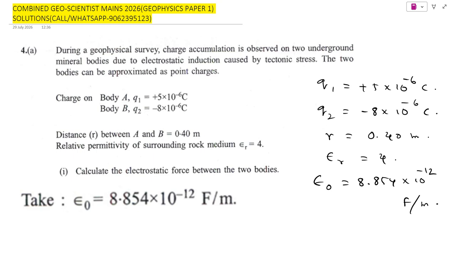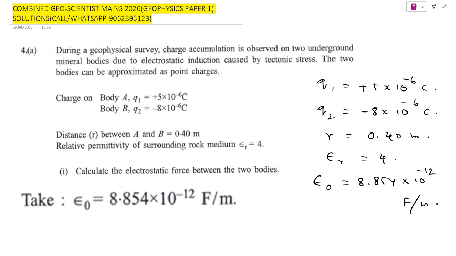Now, before applying the formula, let us first understand the problem physically. Body A carries a positive charge, body B carries a negative charge. Now ask yourself, what happens when opposite charges are placed near each other? They attract each other. So even before doing the calculation, we already know that the force will be attractive. Mathematics tells us how much force acts, but physics tells us in which direction it acts. So here, positive charge plus negative charge, always attraction. Never forget this simple rule.